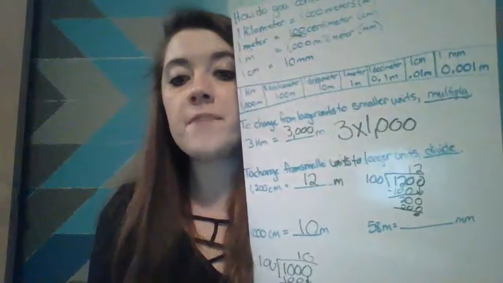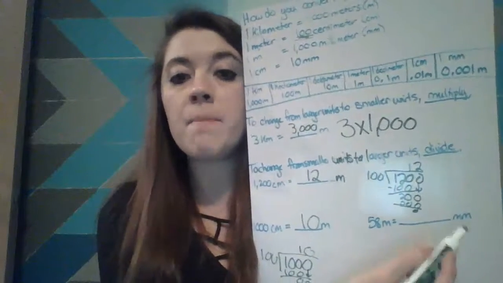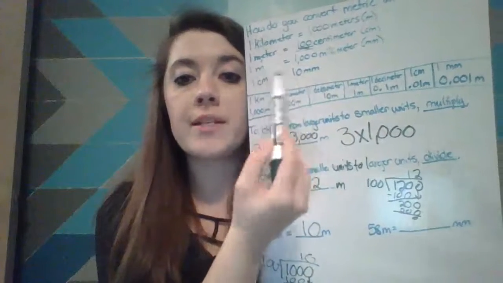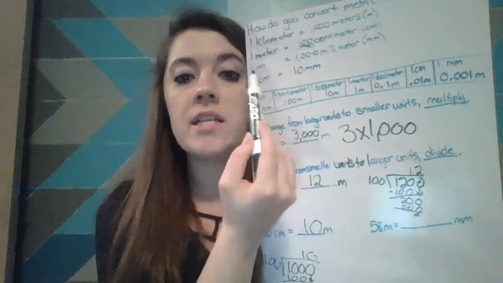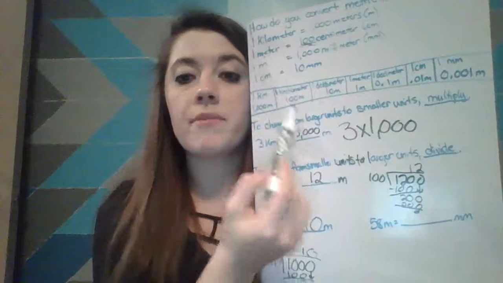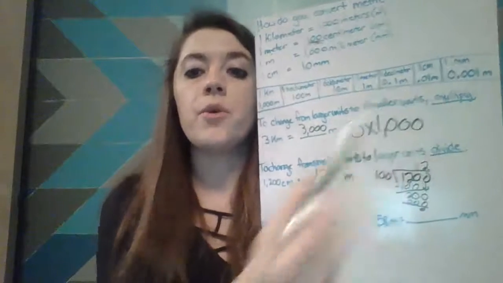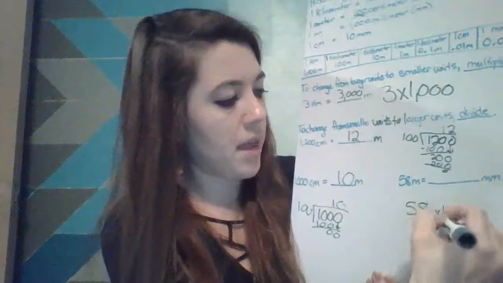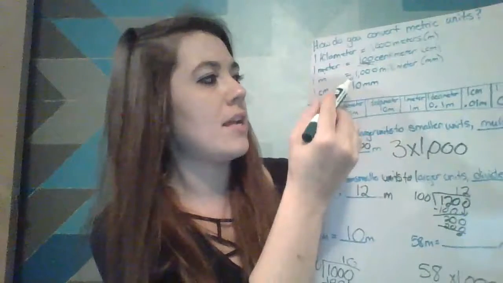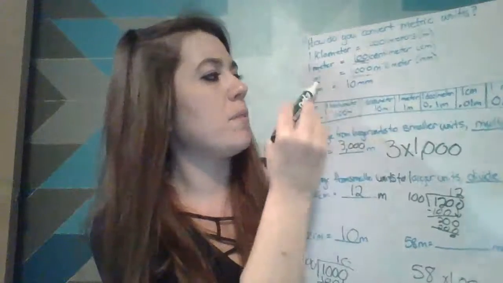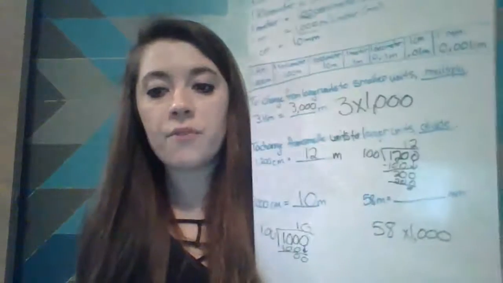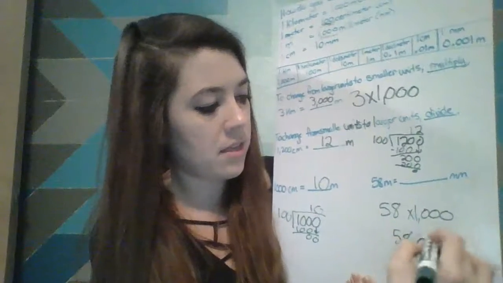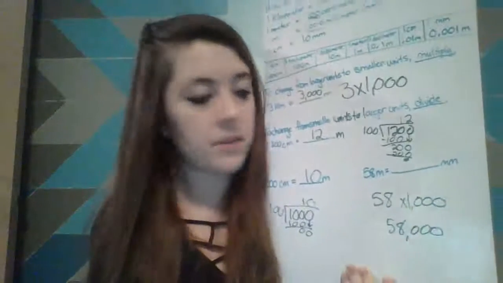All right, now we have 58 meters equals how many millimeters? Now, millimeters are smaller, so it takes 1,000 millimeters to equal 1 meter. Because we're going from larger to smaller, we're going to multiply. So we're going to take our 58 and multiply it by 1,000, because it takes 1,000 millimeters to equal 1 meter. So 58 times 1,000 is going to give us 58,000 millimeters.